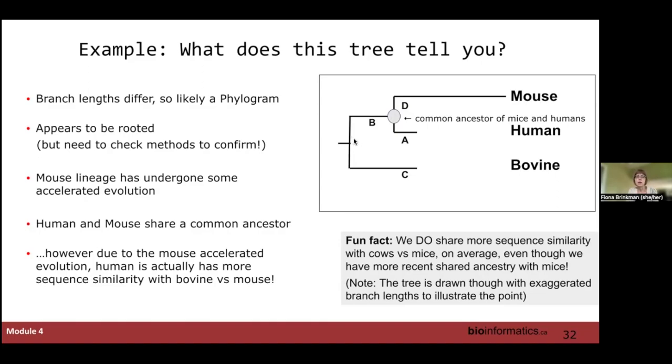And it's actually true, and a fun fact, that we do share more sequence similarity with cows versus mice on average because of their accelerated evolution. But we still study mice a lot because of that common ancestry and common functions. But be aware that it isn't just a question of the one that's most similar to you being the one that has the closest shared ancestry. That said, this tree is drawn with a bit of exaggeration to make the point.